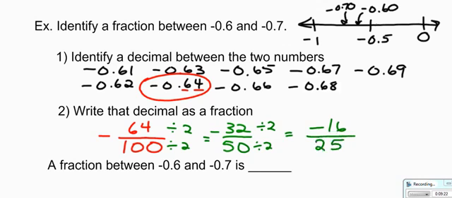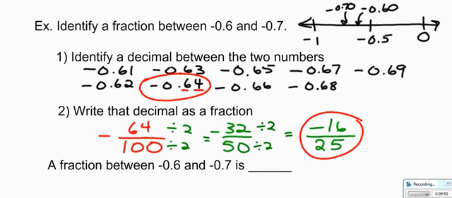Now we have one even value and one odd value. So then I would think, okay, can I divide them both by 3? No. Can I divide them both by 4? No. 5? No. 6, 7, 8, 9. They don't have a common multiple. So this would be our fraction in lowest terms. And this fraction is between negative 0.6 and negative 0.7.